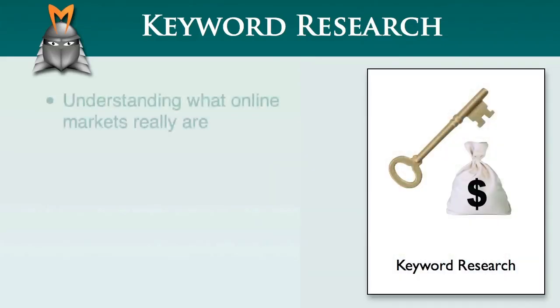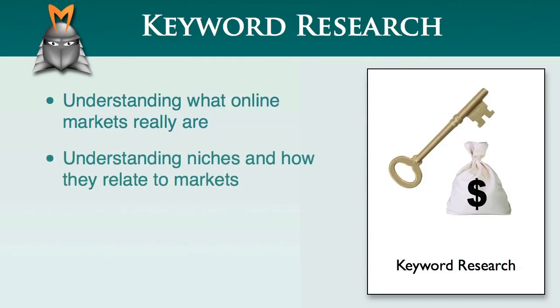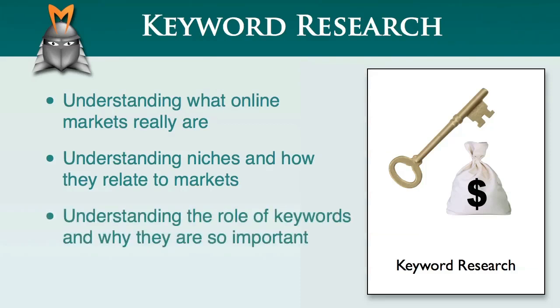In this video, we looked at what online markets are and defined them as communities of people who share an interest in a particular area and who often have their own internal language. We then saw that within each market, there are many niches which relate to specific topics of interest to members of a market. Next, we looked at the role of keywords and found that they are the keys to unlocking a niche. We also saw that different keyword phrases have different values depending on the amount of traffic they generate. And finally, we discussed the importance of keywords and found that choosing the right market and targeting the right keywords are 2 of the biggest factors in determining the success or failure of your online business.